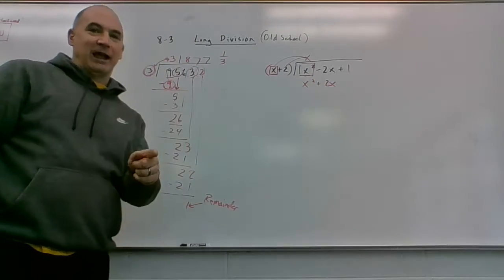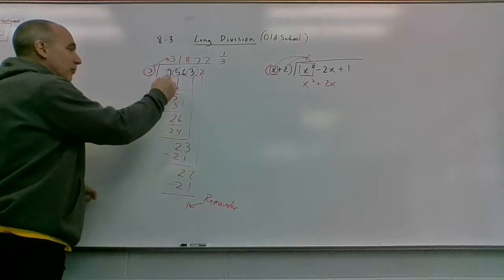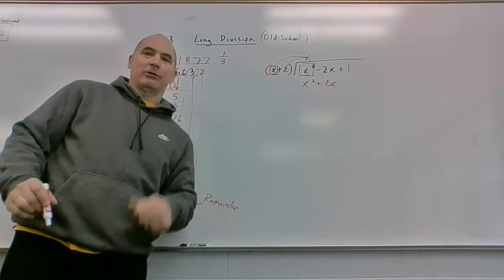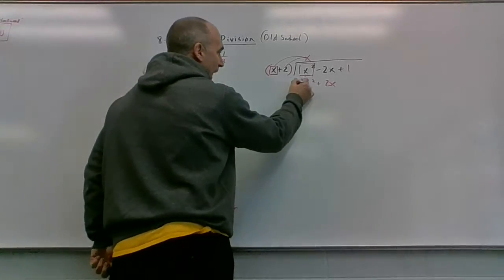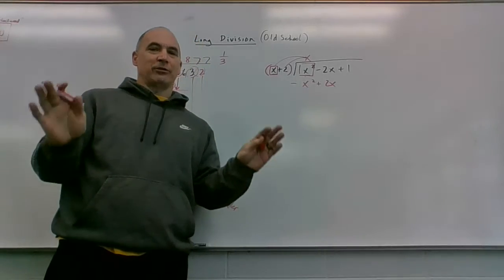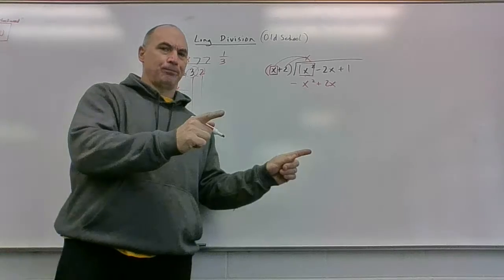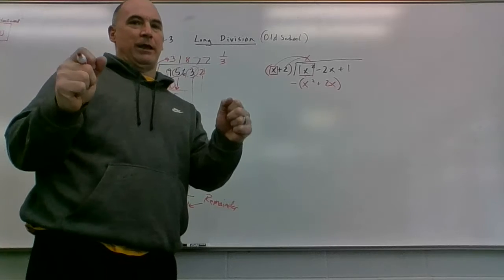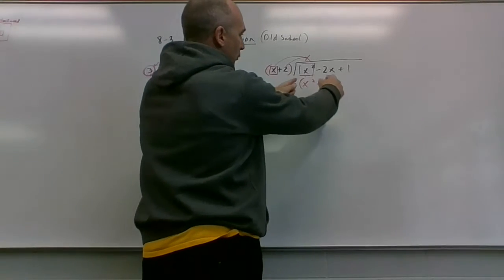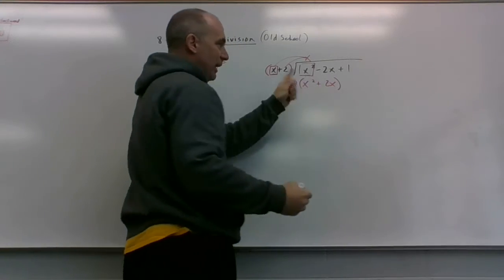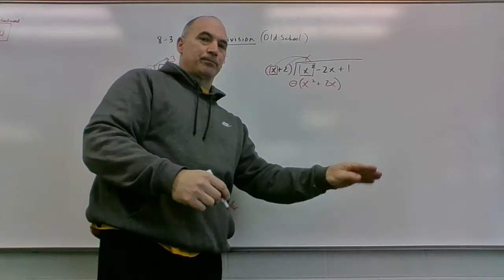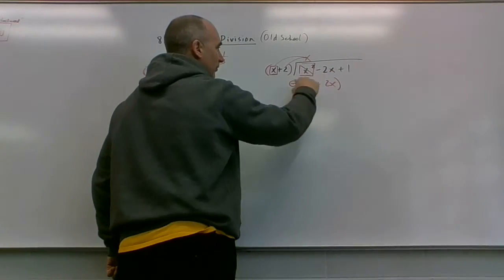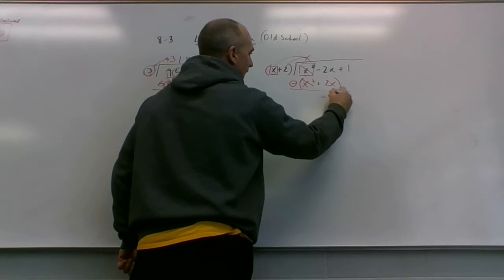Now I know I overemphasized it over here, but I did that for a reason. You subtract, you subtract, you subtract, you subtract, you subtract. You get the hint? I almost puked. I was so excited about it. So we have to subtract. Now, if that's all I do, you guys are going to make big mistakes in the long run because you're not subtracting all of it. So I highly recommend you guys put parentheses around the divisor, and you also put parentheses around whatever you're subtracting so that you remember to subtract all of it. So now I'm going to go x squared minus x squared, gone. Negative 2x minus 2x would actually be negative 4x.